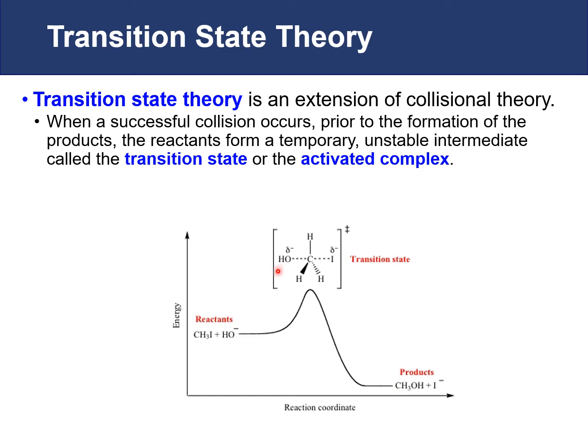So in order for a reaction to occur, the two components need to collide together and then rearrange themselves into an intermediate state that looks halfway between what your reactants do and your products do. And that intermediate state we will call the transition state.